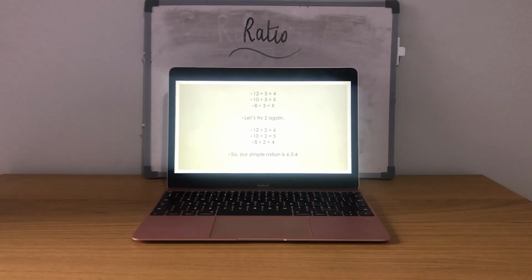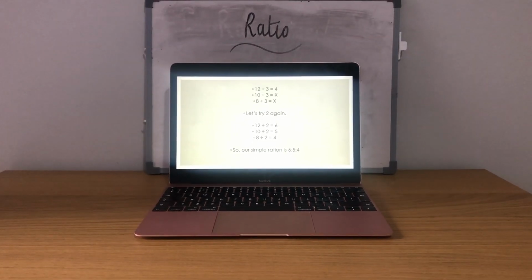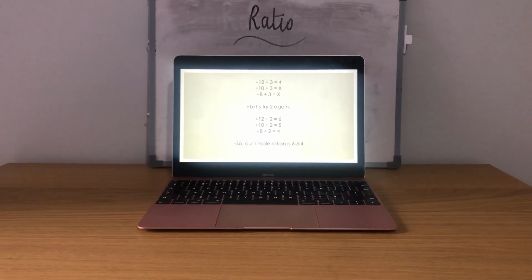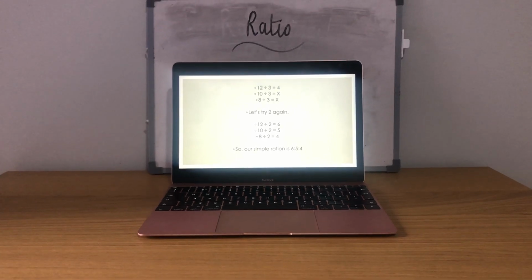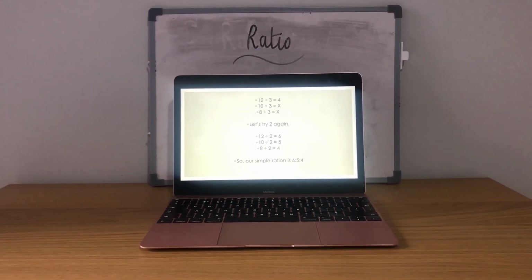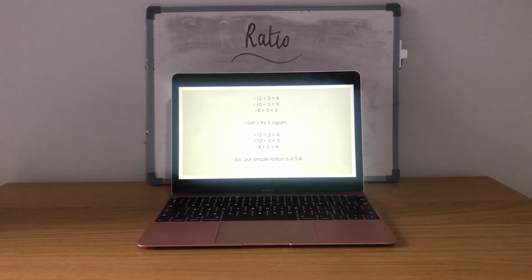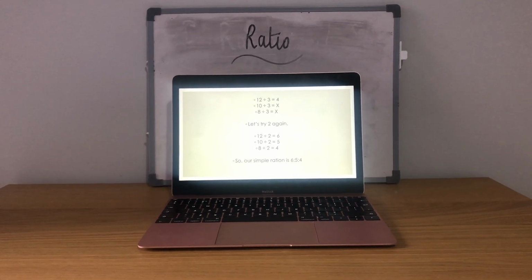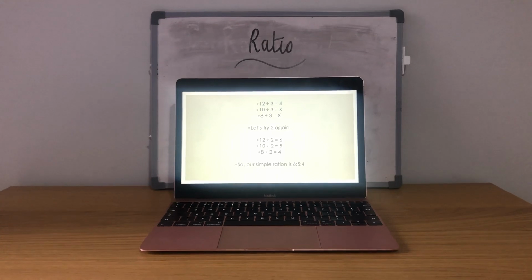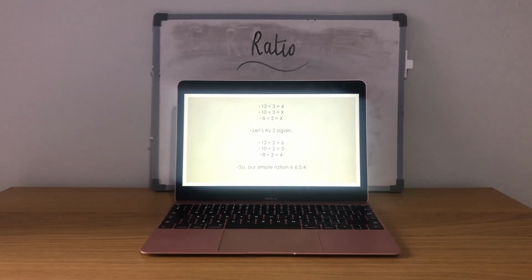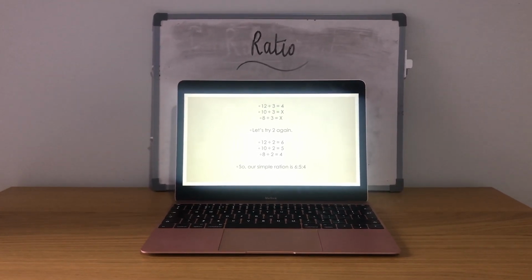Let's try 2. That's always a good shout. 12 divided by 2 is 6. That works out for our blue-eyed students. 10 divided by 2 is 5. Again, great for our brown-eyed students. And 8 divided by 2 is 4. So it works for all 3 of our eye colours. So our simple ratio is 6 to 5 to 4.